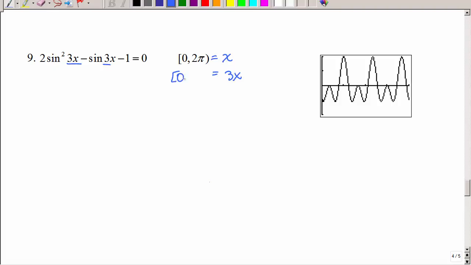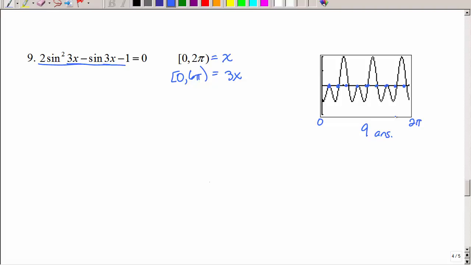What's 3x going to be? Multiply by 3. That means we're going to go around that circle 3 times. So this is between 0 and 2 pi. I've graphed that whole thing. When does it equal 0? 1, 2, 3, 4, 5, 6, 7, 8, 9 answers. Oh my. Hang on, we'll get there.